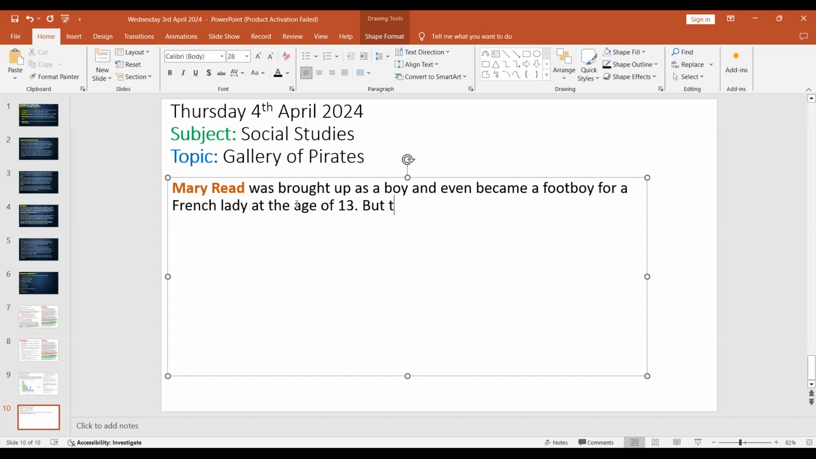But this life, I mean, when you look at piracy, that was more like a man-dominant area. So unless you're a tomboy as a girl, you wouldn't find that alluring. But this life was not as eventful as she wanted.